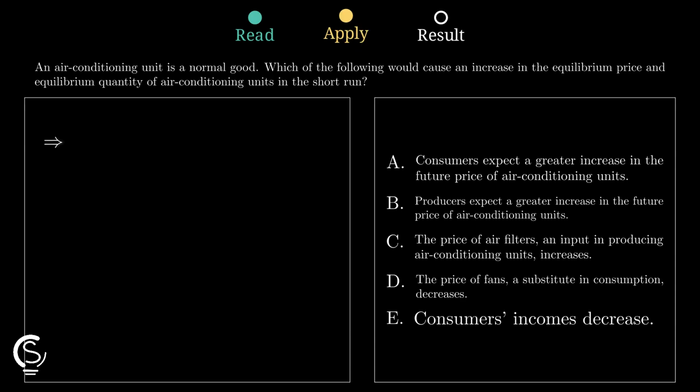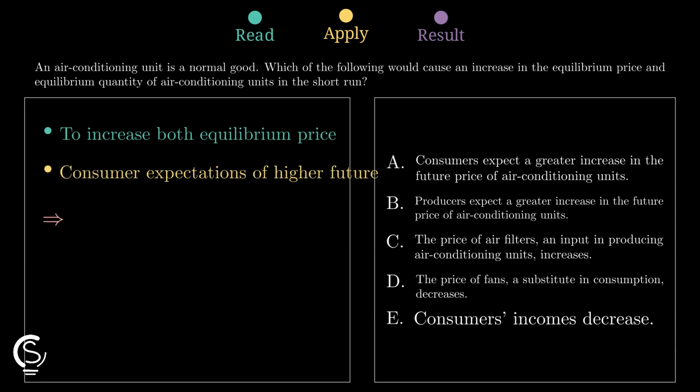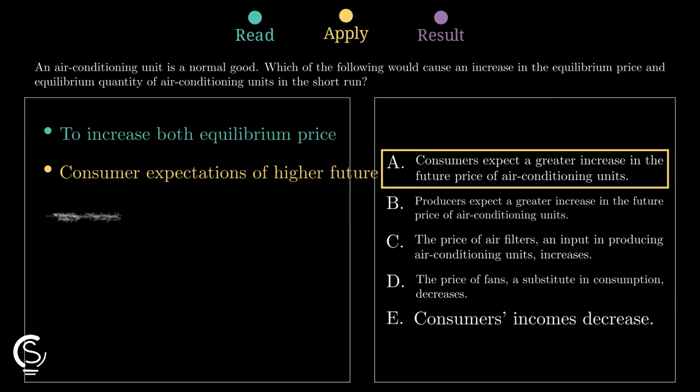If consumers expect prices to rise significantly in the future, they will rush to buy air conditioners today. This expectation immediately boosts current demand, shifting the entire curve to the right. This shift leads to a higher price and a larger quantity sold. That makes option A our final winner. You totally nailed this economics concept.